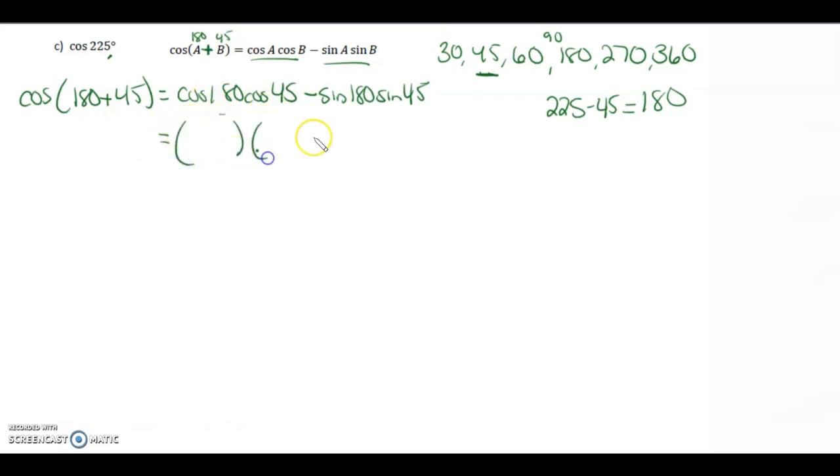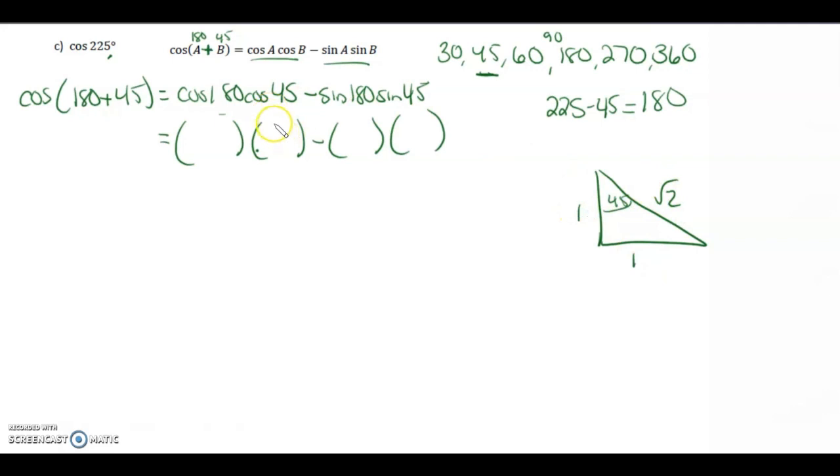Okay, so we know that we're going to have 4 numbers, 4 ratios, right? And we know cos 45 and sine 45. I don't have to draw that again. I have this memorized. It's 1 over root 2. So cos 45 and sine 45 are both the same, because we have 45 and 45 for these two angles here.